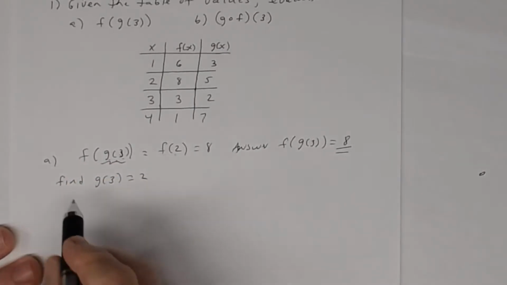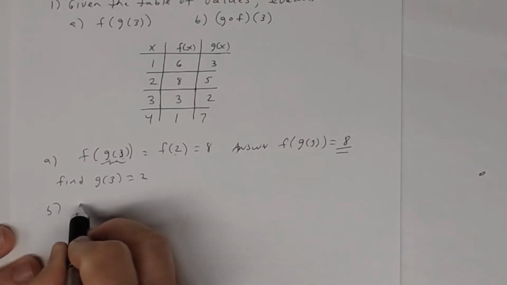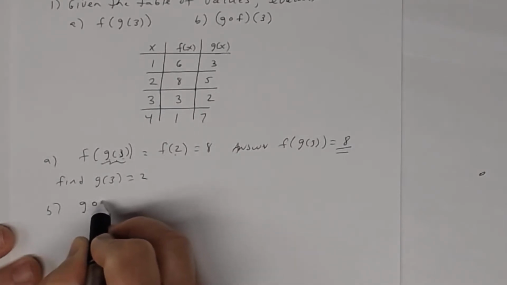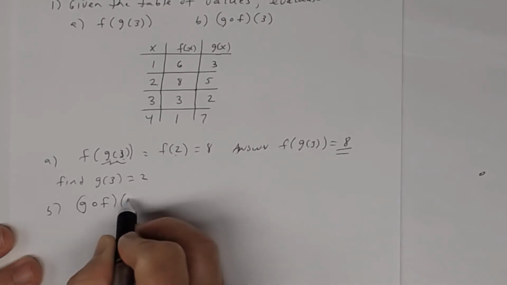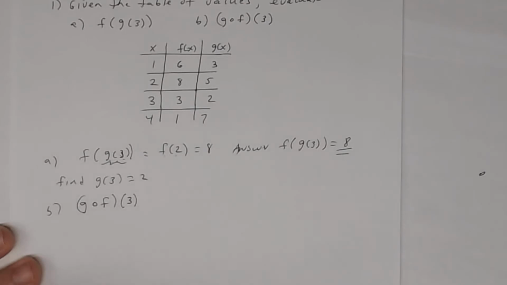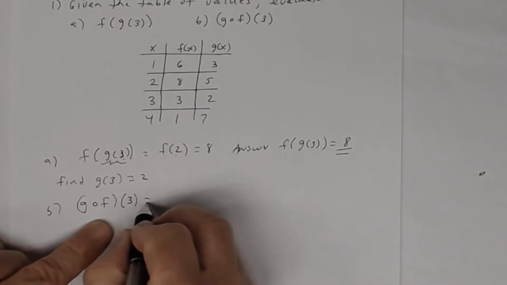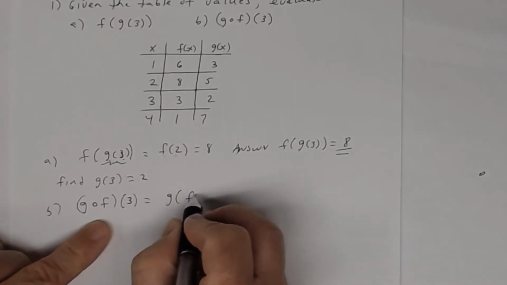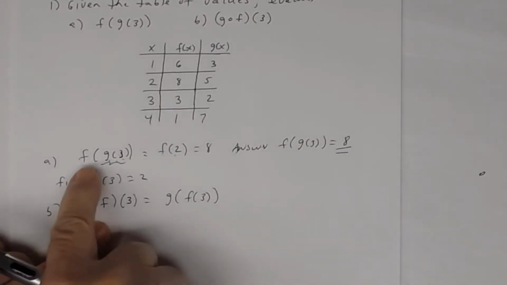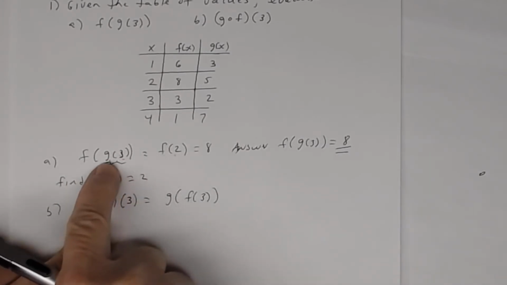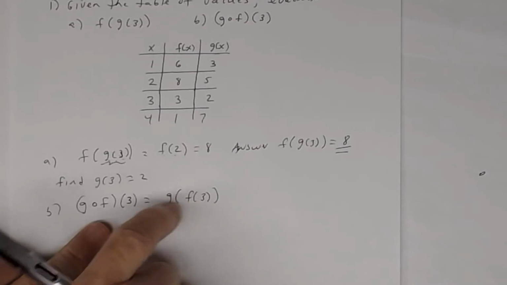All right, so let's look at the next one, B. In B, we have g composed with f. Remember, the open circle means composed, so you're composing two functions together, f and g, and you want to evaluate it at the value of x to be 3. By definition, this means g of f of 3. So it looks just like this now, except the inside function is not g, but in this case it's f.